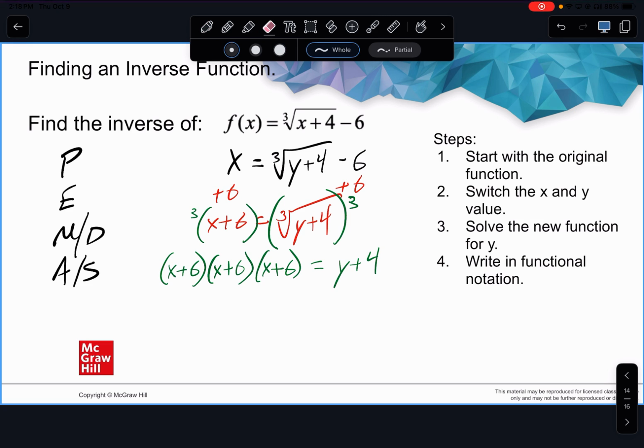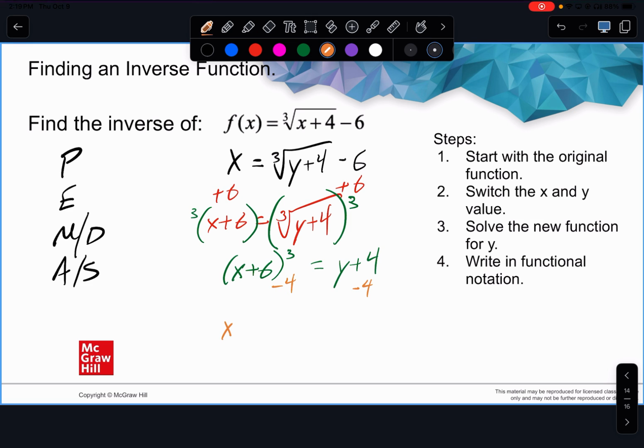Okay? But for this notation, we don't have to write all that out. So I can just leave this as x plus 6 cubed. And then how do I get rid of that plus 4? Minus 4. So it's going to end up being x plus 6 cubed minus 4 equals y.